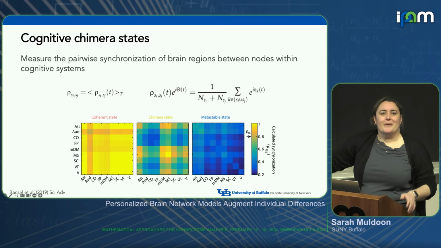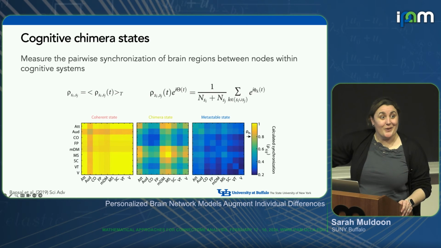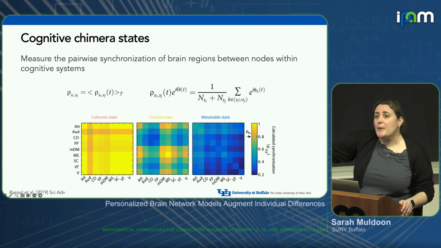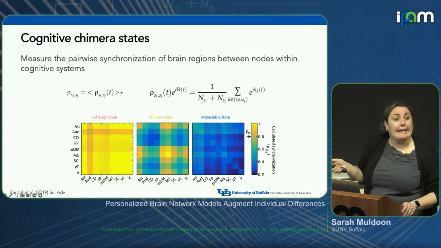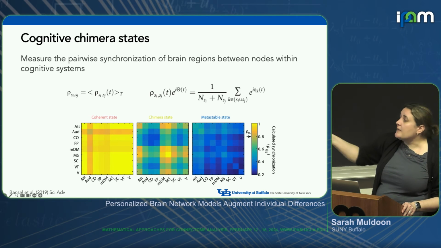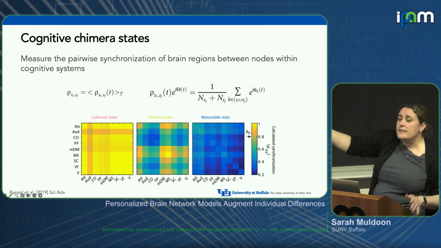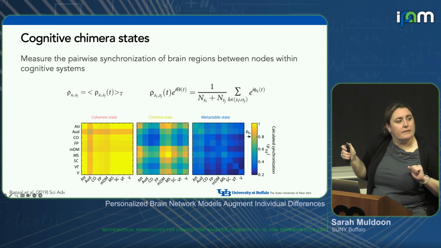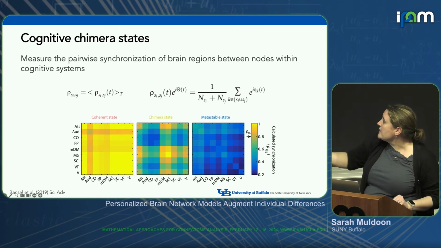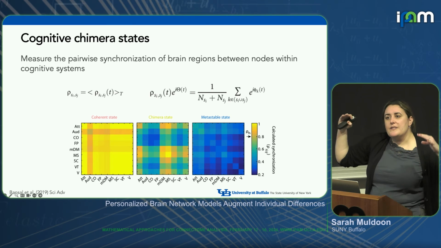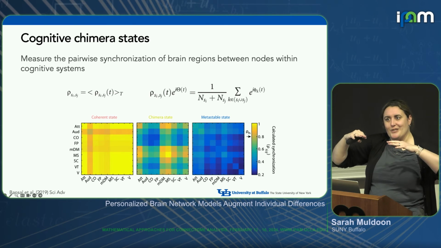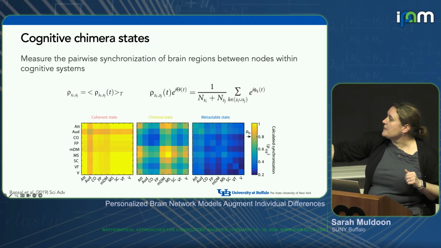For interpreting what I'm showing you, again, if it's all yellow, it's all synchronized. Okay, that's going to be our coherent state. We used a threshold of 0.8 here. So if this average order parameter is above 0.8 everywhere, it's going to be a coherent state. In a chimera state, you're going to have some cognitive systems that are synchronized and some that aren't, okay? So this is where you see some yellow and some of the others.